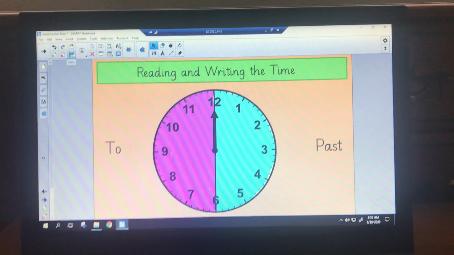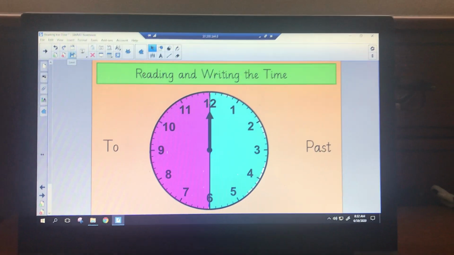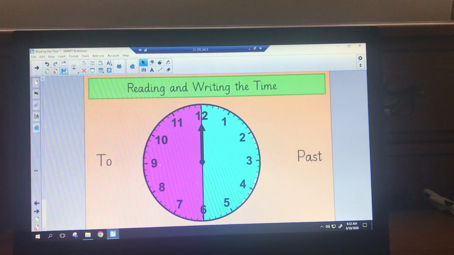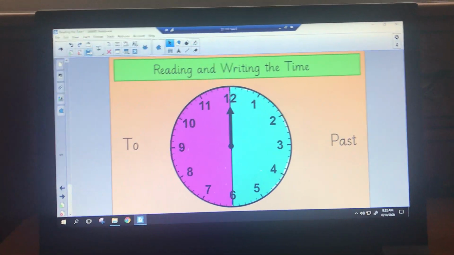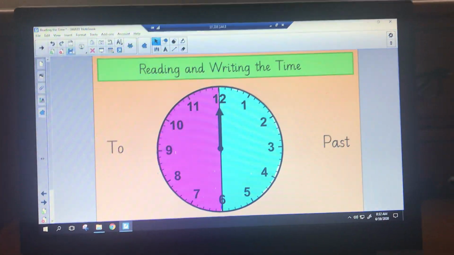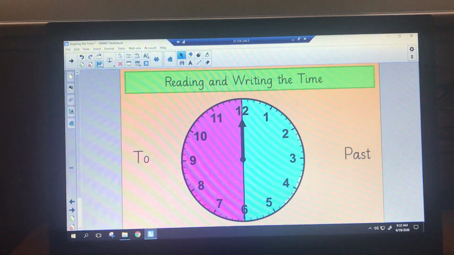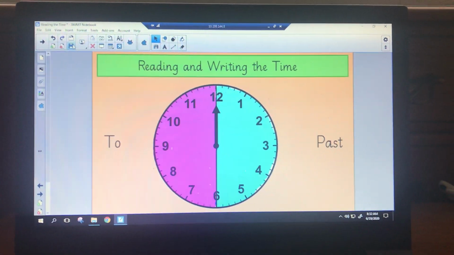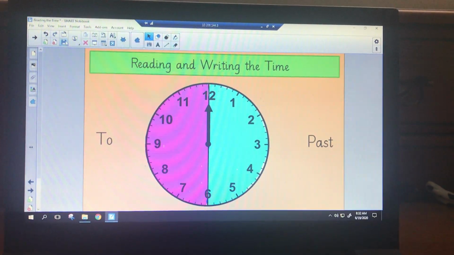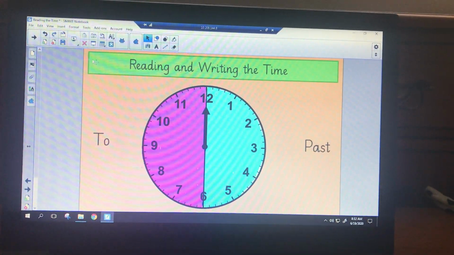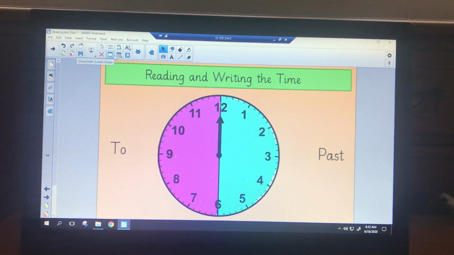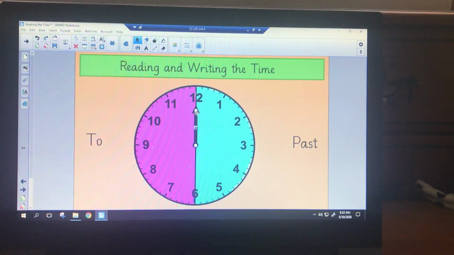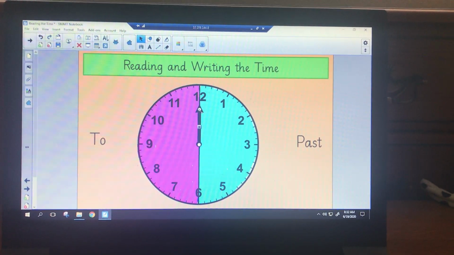Okay, so this slide here just refers to what I was talking about previously with regards to past the hour. So this clock here, you can see I have divided it in half, and I've shaded the right hand side in blue and the left hand side in pink. I've also taken out the hour hand for now, and I've just left us with the minute hand. So the minute hand currently is pointing to the 12, so it would be o'clock.